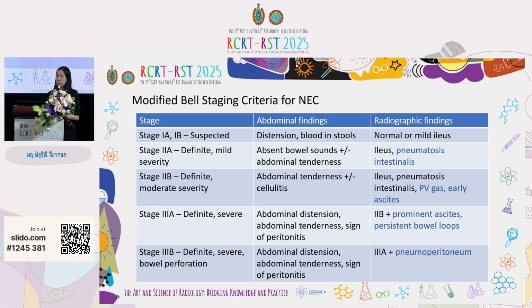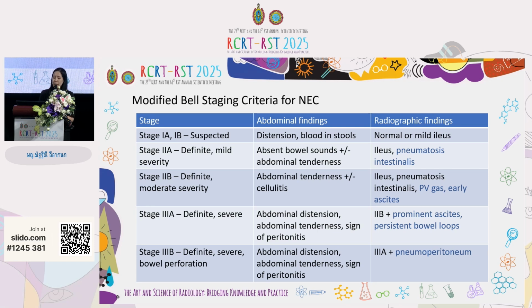This table shows modified Bell staging criteria for NEC. Stages 1A and 1B suggest a suspect diagnosis of NEC. The patient may present with abdominal distension and blood in stools. Plain radiograph may be normal or show ileus. I will show an example case later.